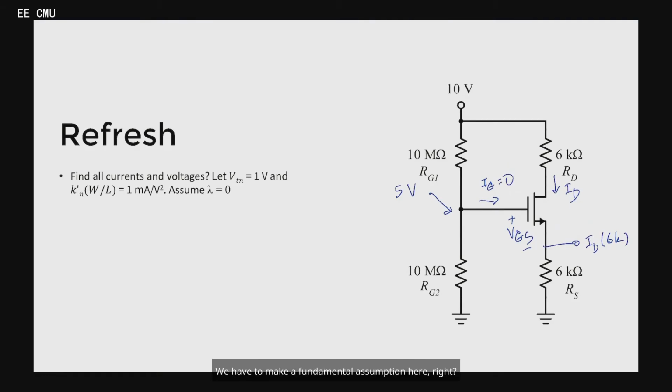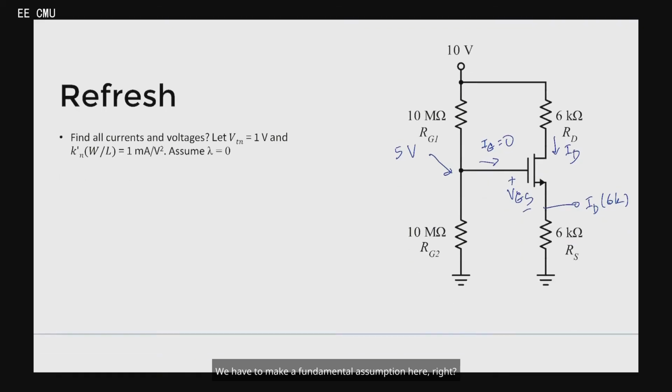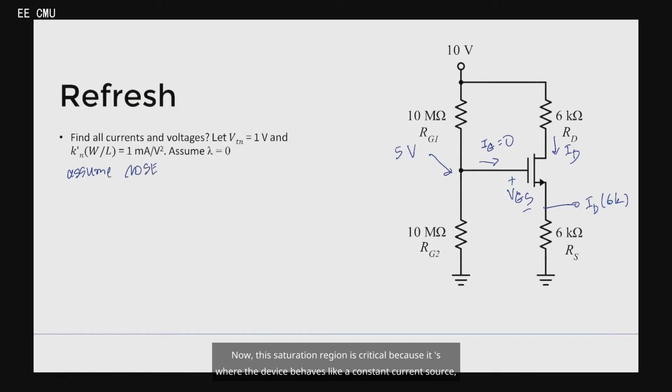Let's take a step back. We have to make a fundamental assumption here, right? We assume that the MOSFET is operating in the saturation region. Now, this saturation region is critical because it's where the device behaves like a constant current source, which simplifies our calculations. By assuming this saturation state, we can proceed with our analysis.